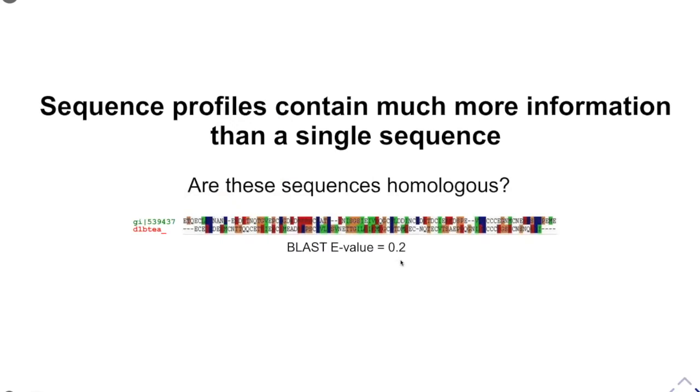Here's a question for you. You have an alignment between two sequences, and this alignment has an e-value of 0.2. Do you believe that this alignment is homologous? Do you think this is a real, genuine hit?